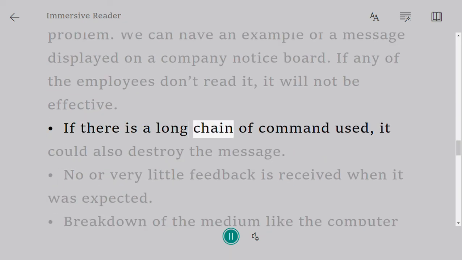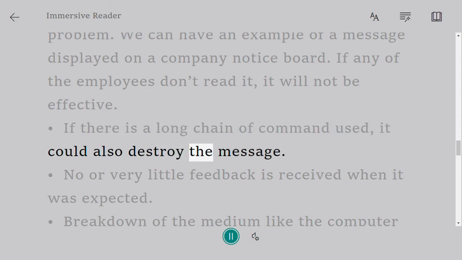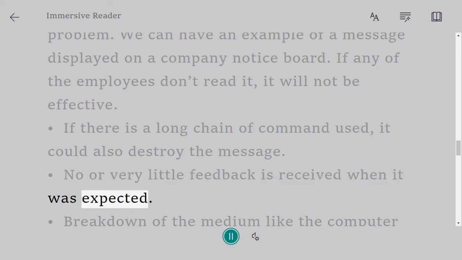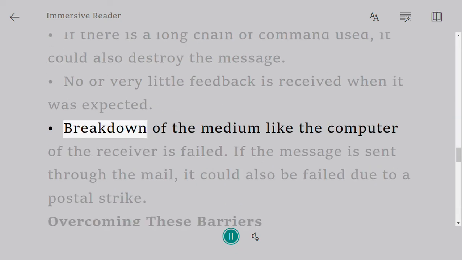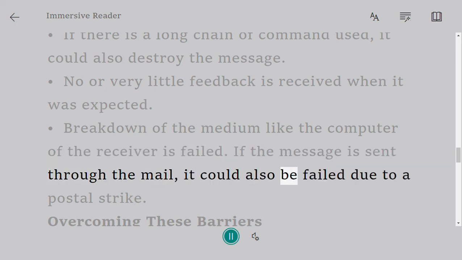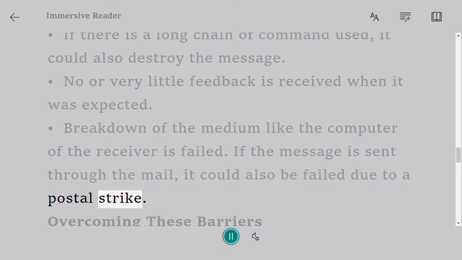If there is a long chain of command used, it could also destroy the message. No or very little feedback is received when it was expected. Breakdown of the medium, like the computer of the receiver failing. If the message is sent through the mail, it could also fail due to a postal strike.